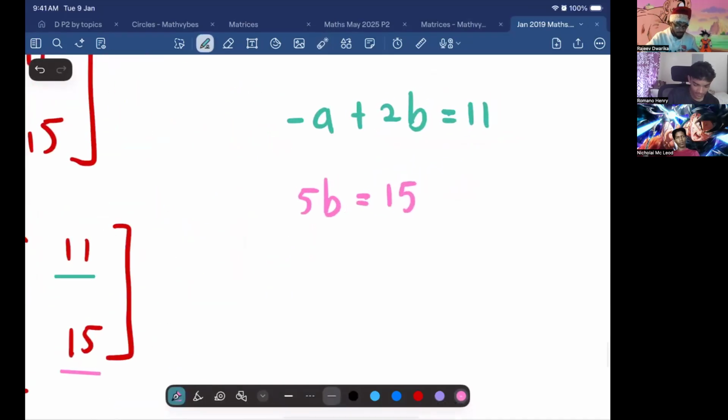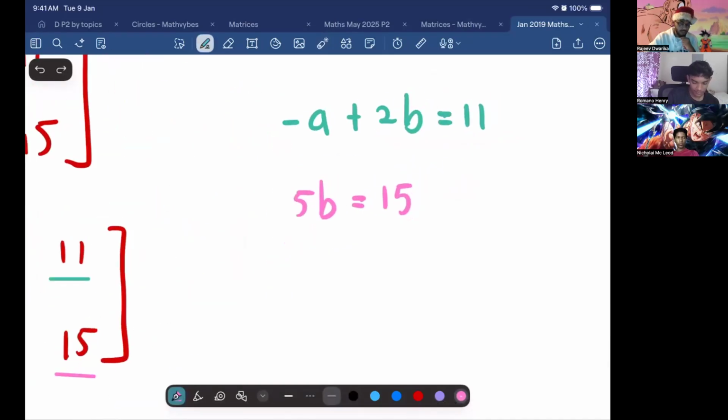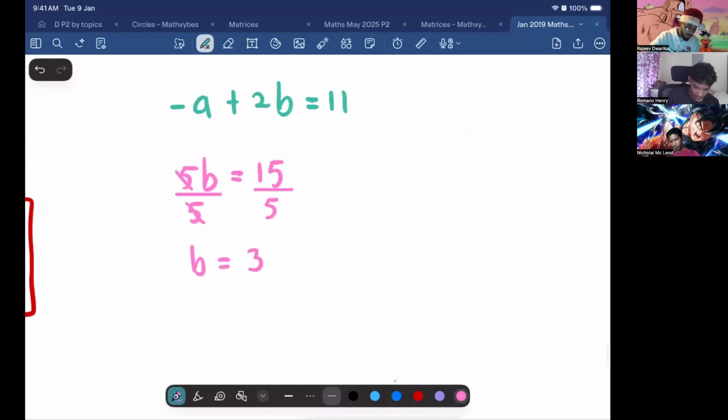So how would I find b over here? You divide both sides. Right, b is being multiplied by 5, so you do the opposite to cancel off the 5. So you divide by 5. So b is equal to? 3. Right.